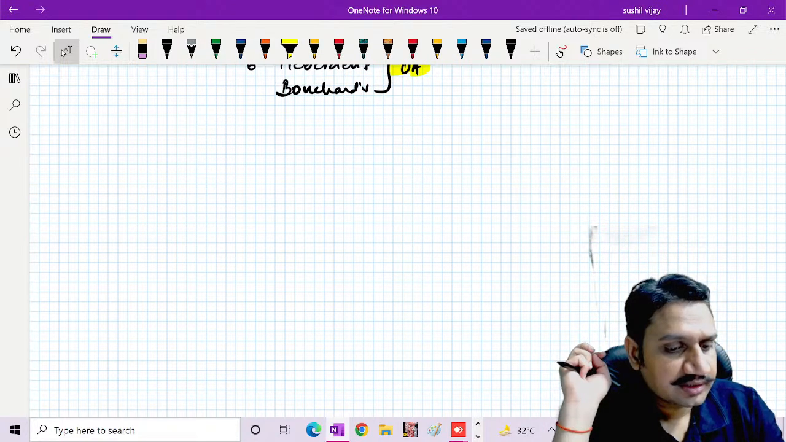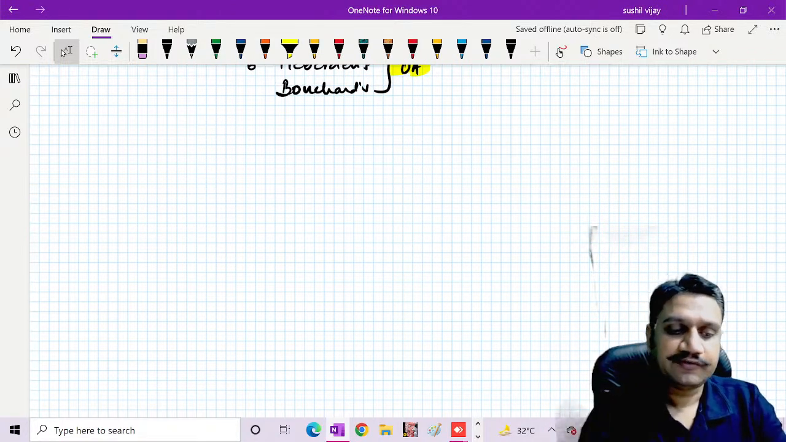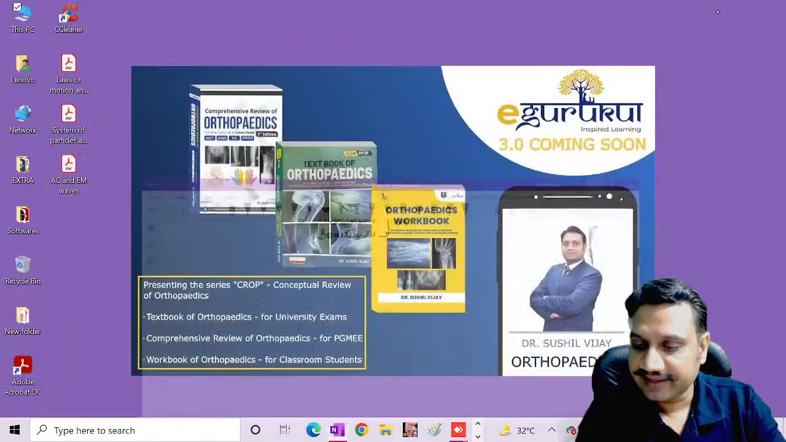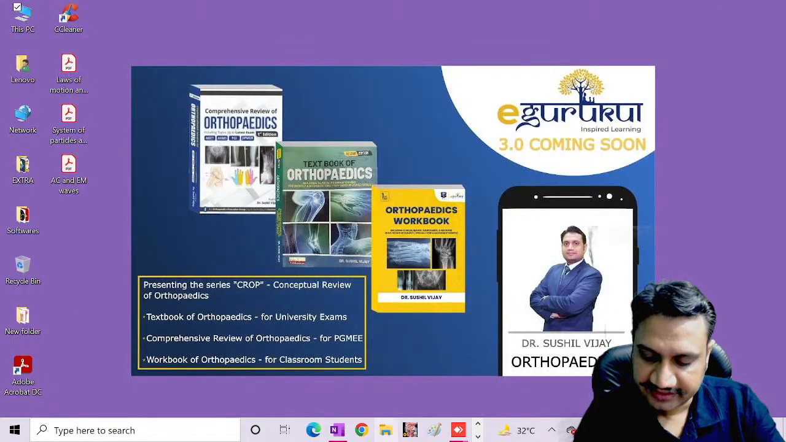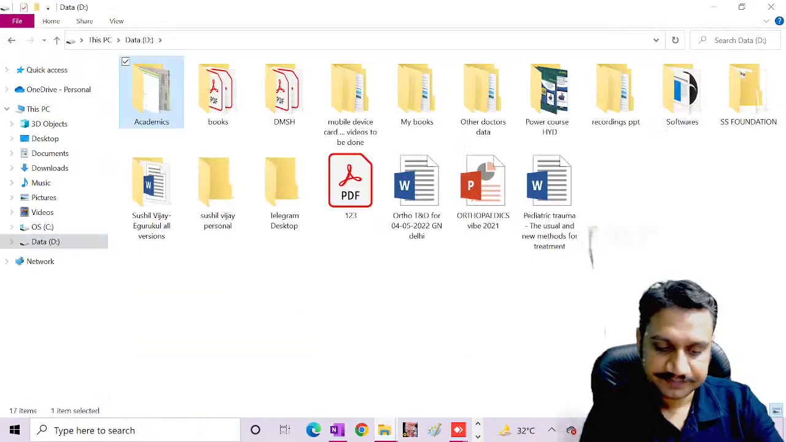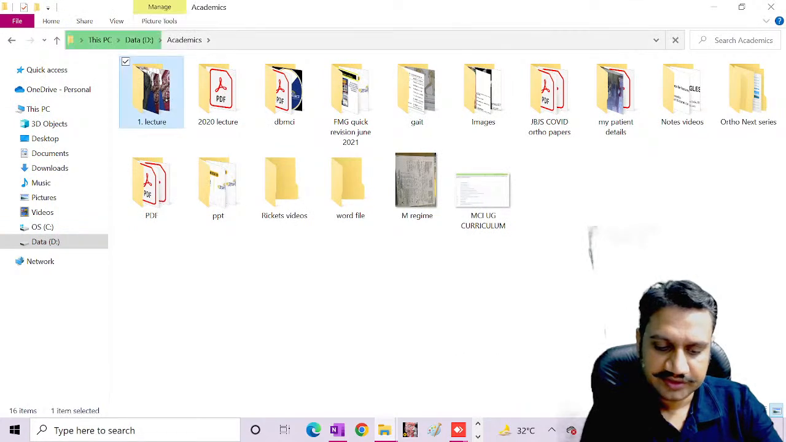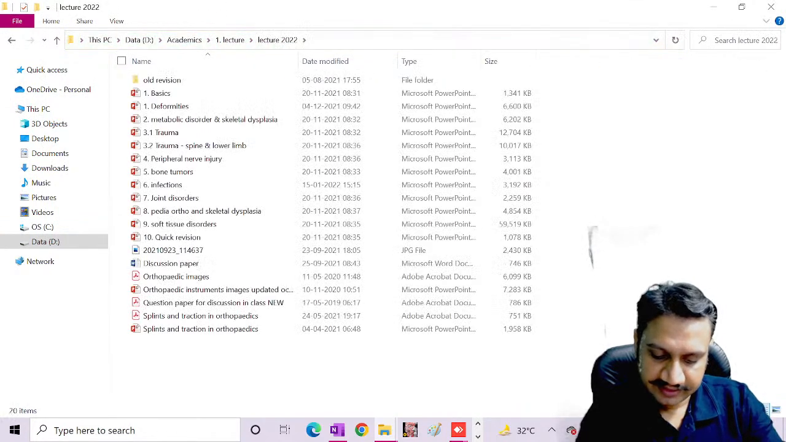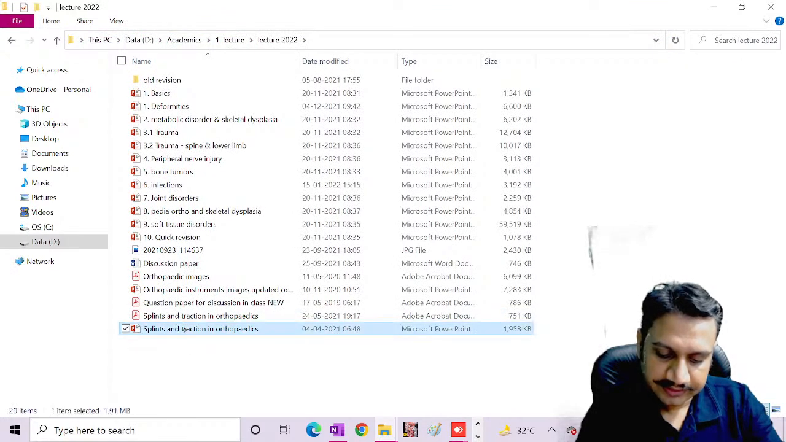You put me just spine braces. For spine braces, Nalini, I'll open up the file for you so that you can see, and you can download that file from the Telegram group. So this is the file that I have, the file on which I have shared everything. This is a PDF. So splints and tractions.